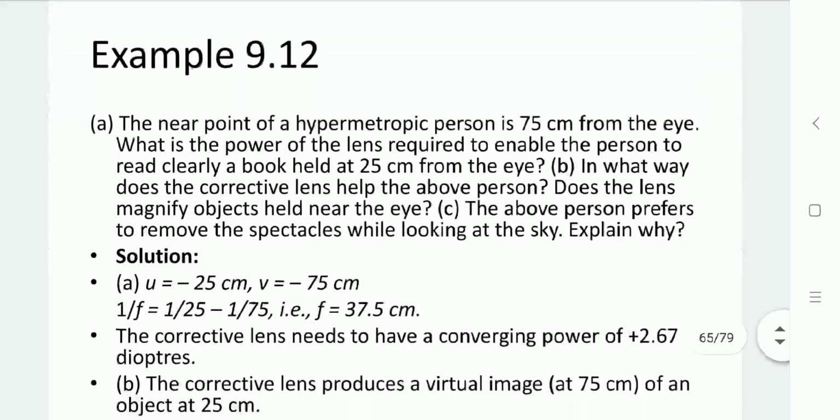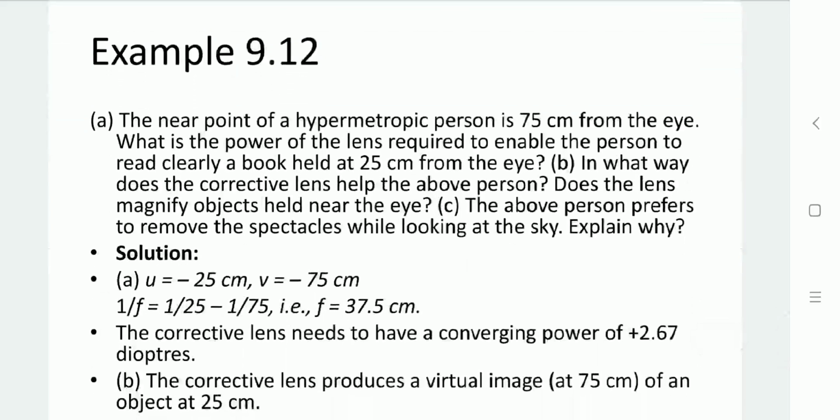Next example. The near point of a hypermetropic person is 75 centimeter from the eye. What is the power of the lens required to enable the person to read clearly a book held at 25 centimeter from the eye? In what way does the corrective lens help the above person? Does the lens magnify objects held near the eye? The above person prefers to remove the spectacles while looking at the sky. Why?